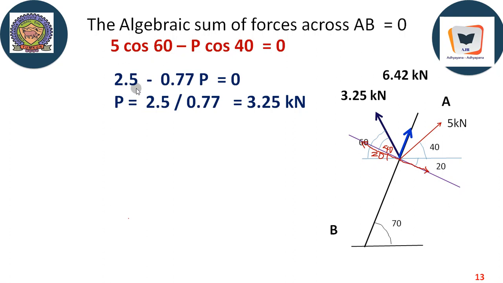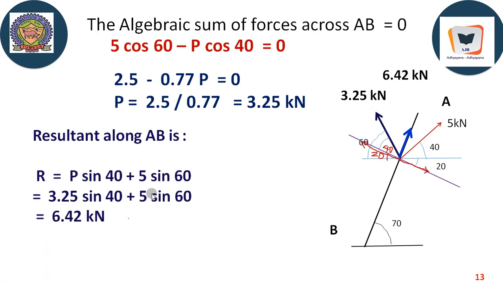5 cos 60, 2.5 minus 0.77P equal to 0. Therefore P will be 3.25 kilonewton. This is the value of P, and we go further to find the value of the resultant, which is along AB. Therefore, the resultant along AB: resolve the forces along AB. We know P now, so it is going to be P sin 40. 3.25 sin 40 is going in this direction, and so also this 5 kilonewton, 5 sin 60.